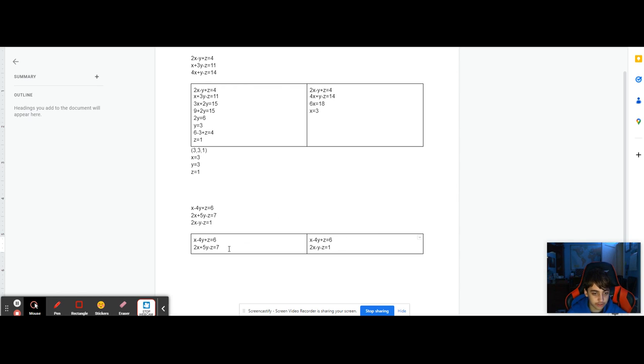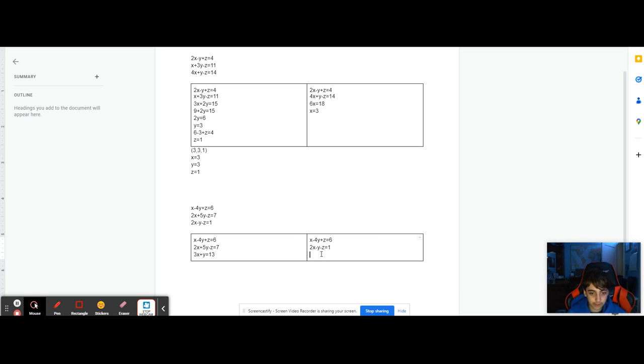Alright, let's solve over here. 2x plus x, that is 3x. So we got negative 4y and 5y, so that would just be plus y, because it's 1y. The z's cancel out, and we got equals 6 plus 7, that's 13.